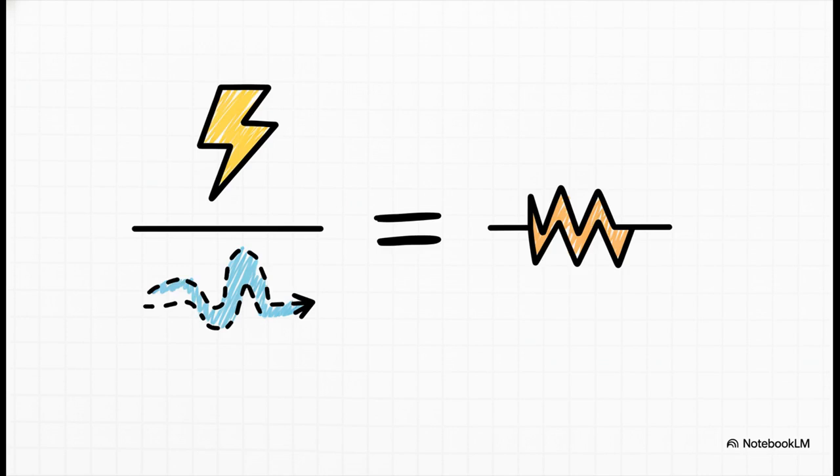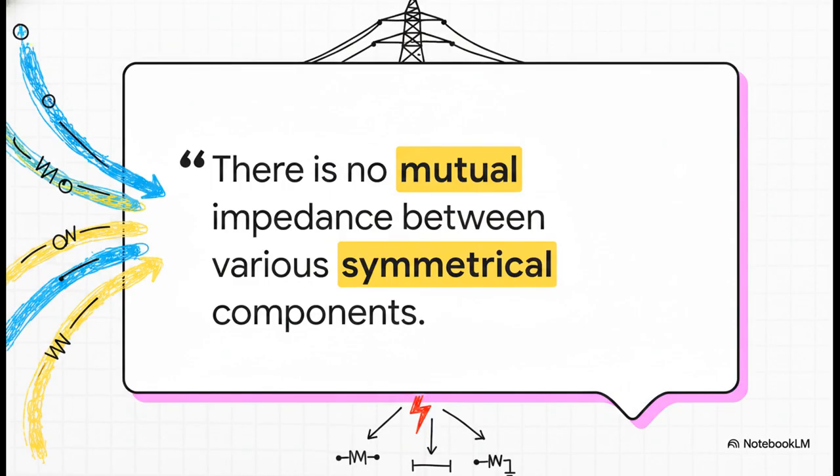And guys, this brings us to what is arguably the single most important principle in power system fault analysis. The rule is, there is no mutual impedance between various symmetrical components. Why is this the holy grail for engineers? Well, because it means the positive, negative, and zero sequences do not interfere with each other at all. Since there's no mutual impedance tangling them all up, we are totally saved from having to solve one massive, impossible matrix of equations. Instead, we get three completely independent, easily solvable formulas. I mean, it is literally an absolutely brilliant mathematical hack.